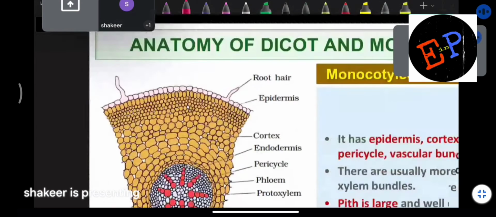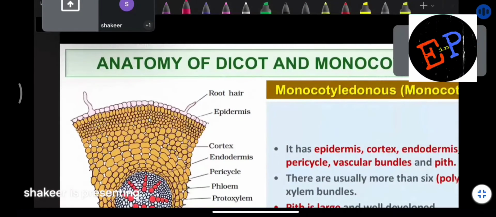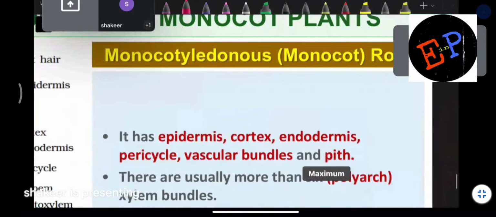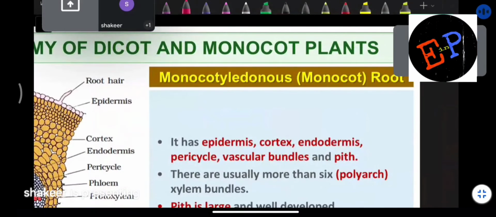Clear now? That's it. So now we are studying monocotyledonous roots. In monocotyledonous roots, is it an open type of vascular system or closed type? A closed type of vascular system is present. Cambium, is it present or absent? Cambium is absent. Clear now? Now see. If you see the transverse section of this monocotyledonous root, these are the structures you see: epidermis, the outermost layer; cortex, the next inner layer; endodermis, the next inner layer; pericycle, vascular bundles and pith. The same story is present here also.